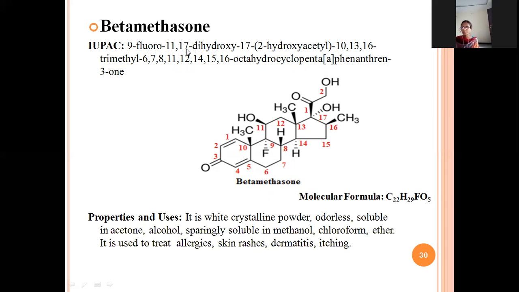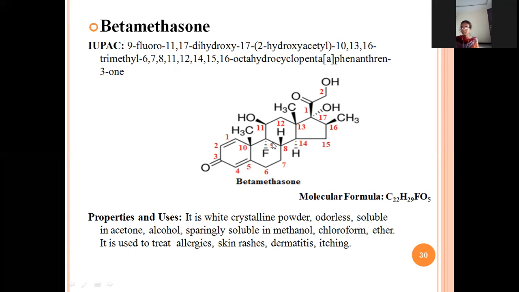9-fluoro, 11 comma 17 dihydroxy, 17 2-hydroxyacetyl, 10 comma 13 comma 16 trimethyl, 6, 7, 8, 11, 12, 14, 15 and 16 octahydrocyclopentane phenanthrene 3-one. So this is the phenanthrene, this is the cyclopentane. In third position oxygen, 9th position fluorine. In 10th, 13th and 16th position 3 methyl groups. In 11th and 17th position hydroxyl groups. In 17th position 2-hydroxyacetyl group is present.